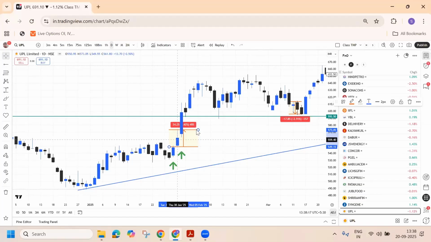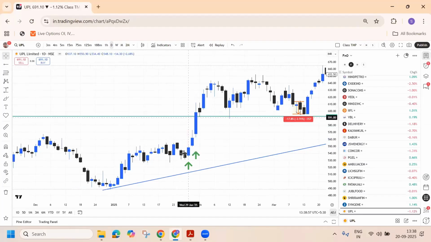Right. So the low is 549, high is 573.05. So it is totally 23 rupees 50 paisa. Out of that, the body, open to close, is 11 rupees almost, less than 11 rupees. So it is a confusion candle, basically. So the second candle is a confusion candle.